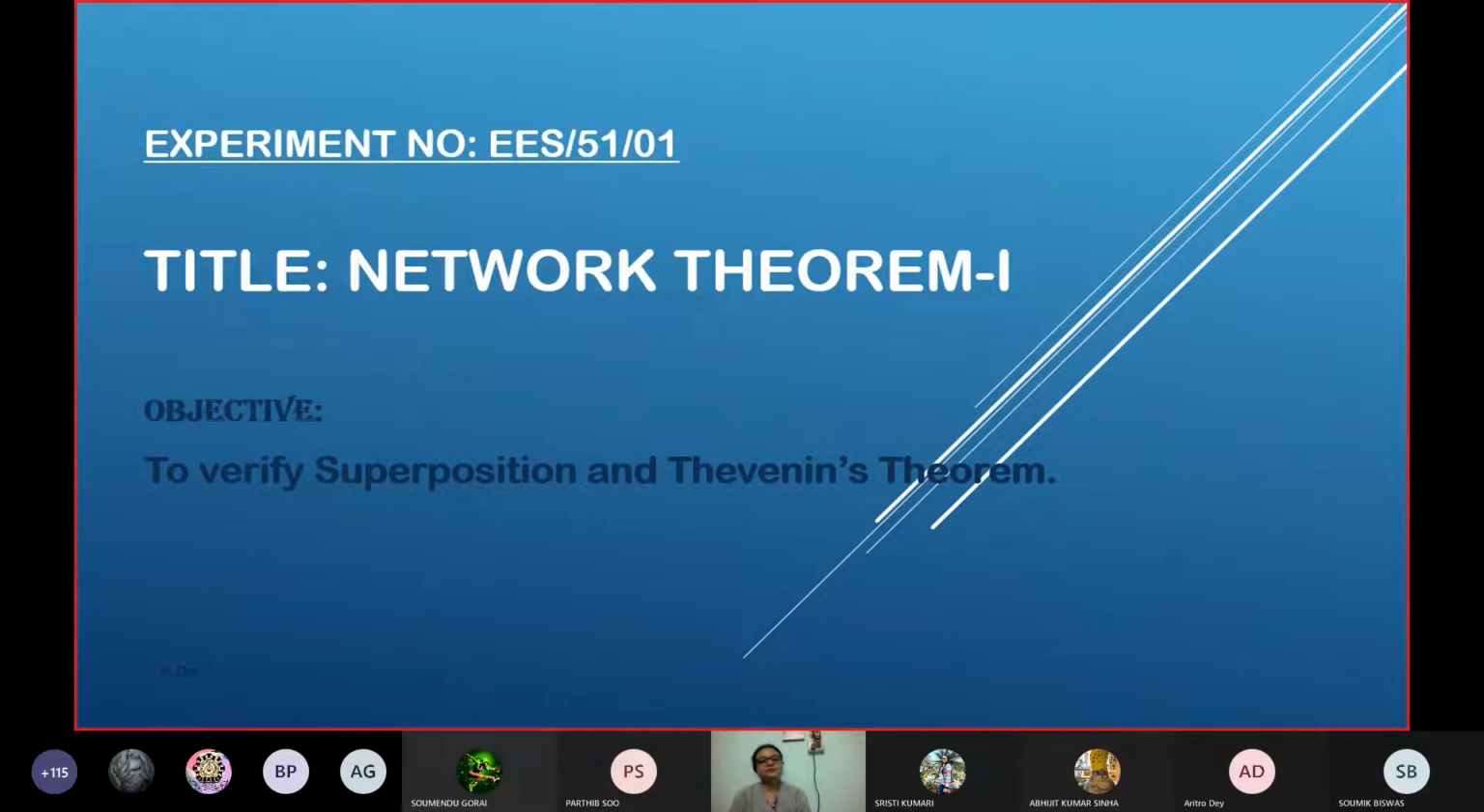So, as you know, today the experiment is the first one, the network theorem part 1, in which we will cover the verification of superposition and Thevenin's theorem. Experiments 1 and 2 cover four theorems, which have been divided into two parts. So today we are going to explain and demonstrate experiment number 1, that is verification of superposition and Thevenin's theorem.